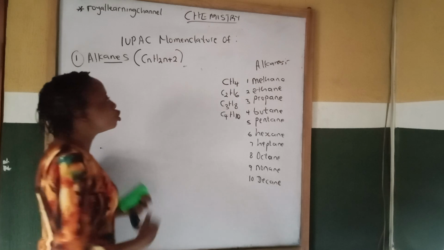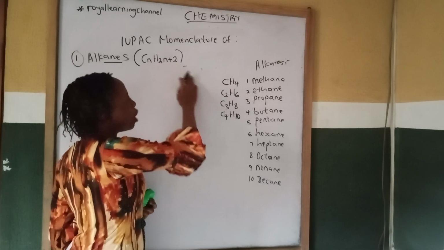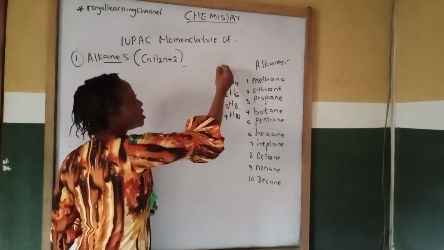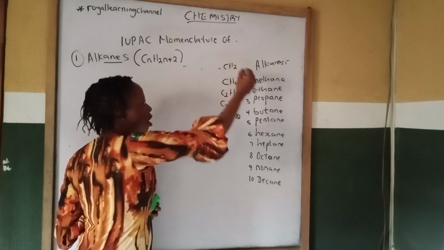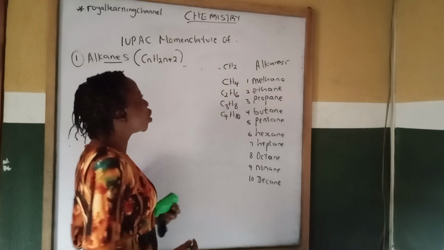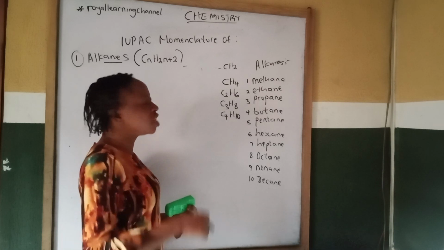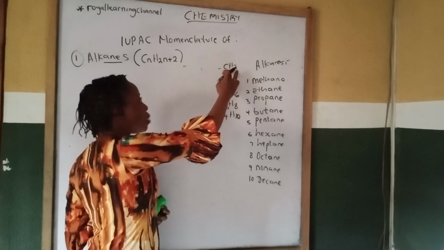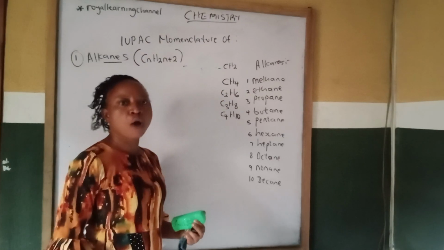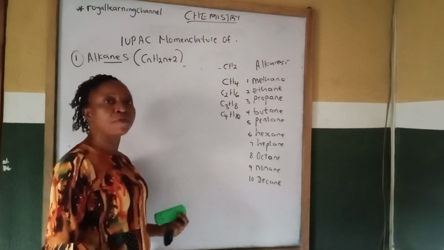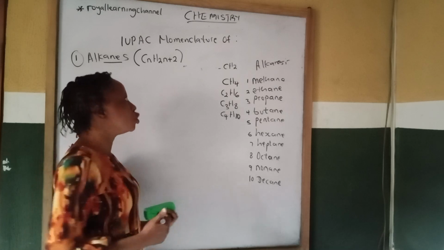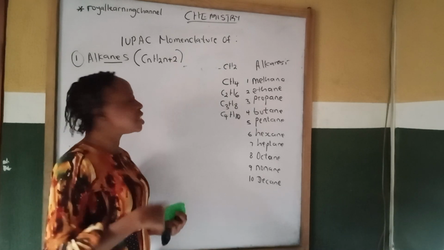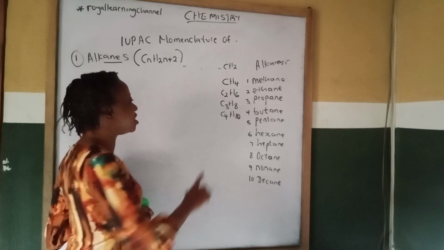Now if you don't want to use your general formula to derive the formula for other members, the only thing you need to do is to add CH2, because according to the homologous series, each successive member differs in its molecular formula, but by what? By CH2. According to the definition of homologous series, I've explained that in my last video. Each successive member of hydrocarbon differs in its molecular formula by CH2.